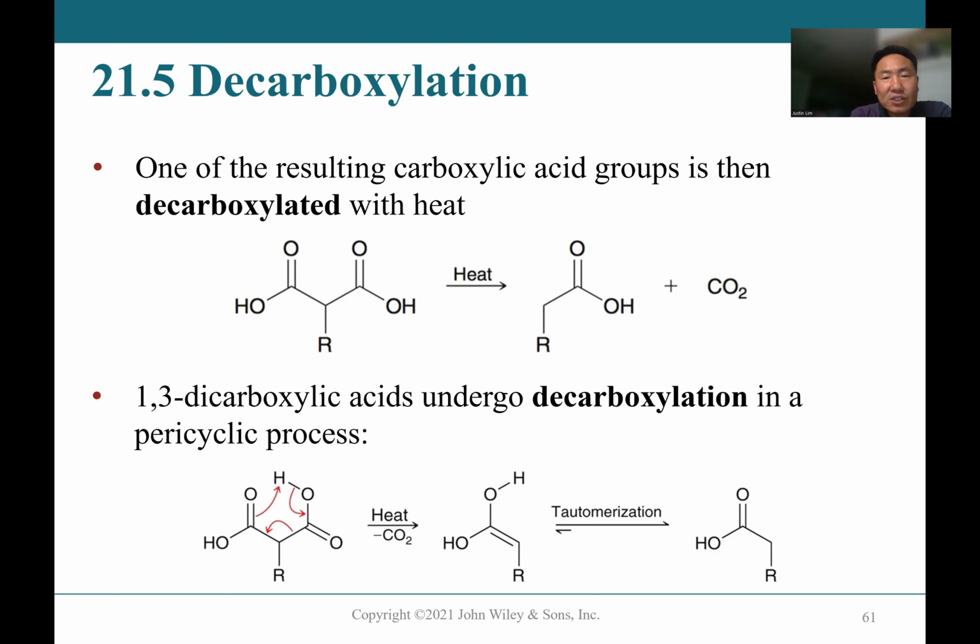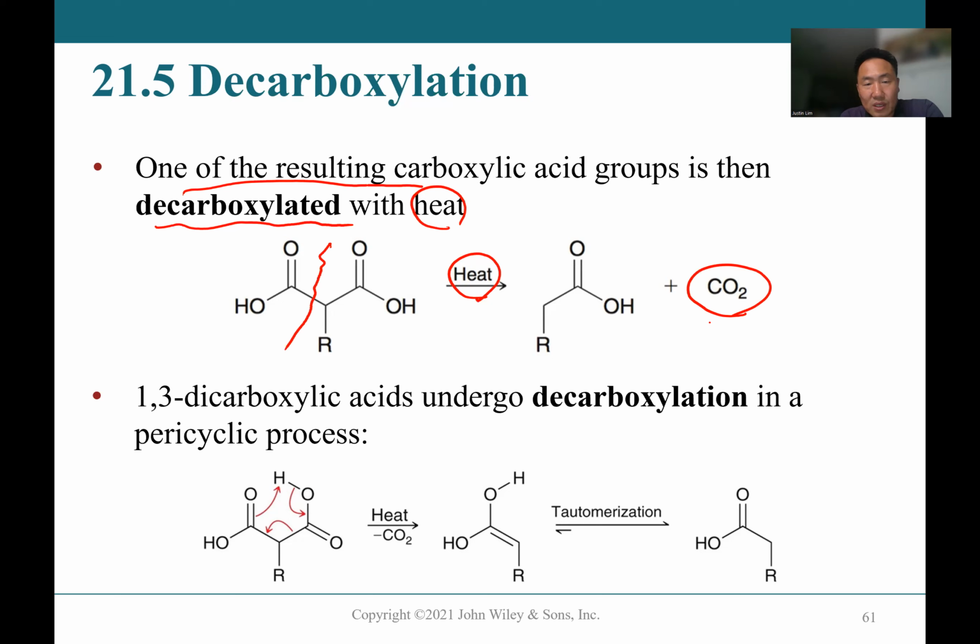One of the resulting carboxylic acid groups is decarboxylated with heat. So you can cleave this part. It is a 1,3-dicarboxylic acid. The 1,3-dicarboxylic acid undergoes decarboxylation. Through rearrangement and tautomerization, you can get the product.